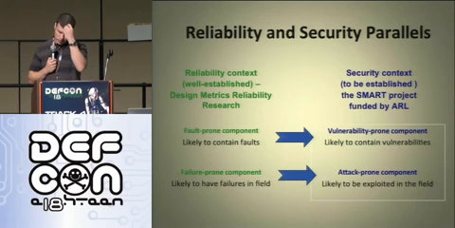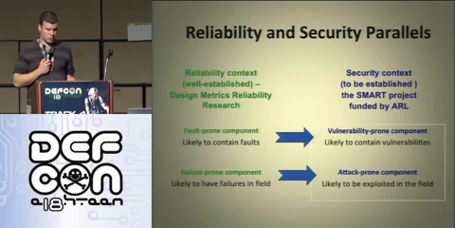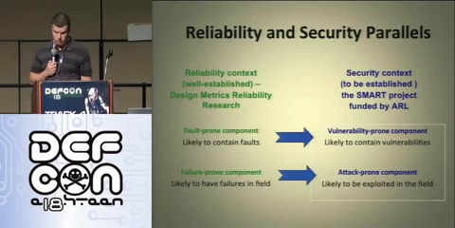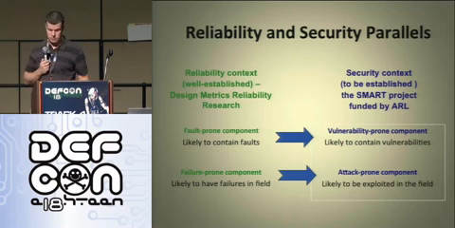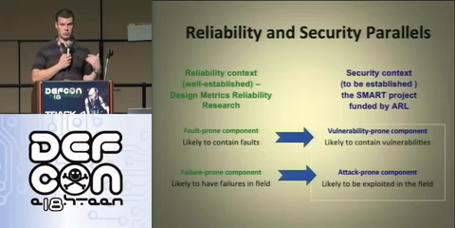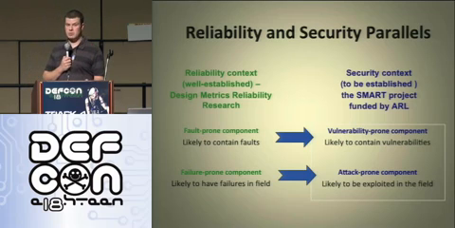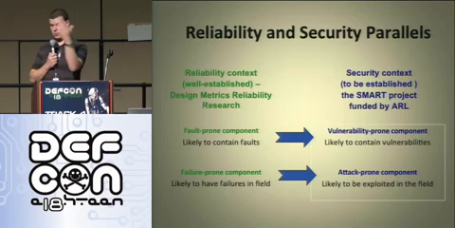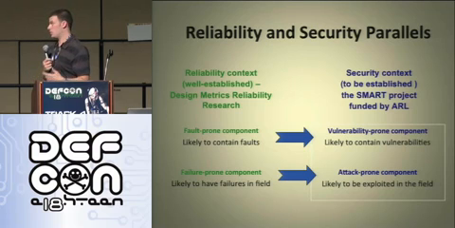So when you look at the parallels, you have a fault-prone component, which is likely to contain faults. On the security side, a vulnerability-prone component is likely to contain vulnerabilities. A failure-prone component is probably going to have failures in the field. Those are the things you really want to find, because that means your stuff is going to crash. On the security side, you're going to have attack-prone components, which means the component is likely to get attacked in the field.